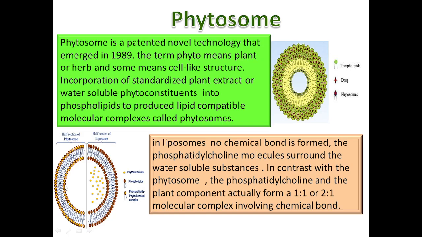Here this portion is of phytosome and this portion is of liposome. You can see here this one is the phospholipid which surrounds the phytoconstituent. So there will be formation of bond and that bond is formed with a ratio of 1:1 or 2:1, whereas these ones are the liposomes, and in case of liposome these are the phospholipids. They only surround the herbal extract or phytoconstituent. There will be no formation of bond in case of liposome.